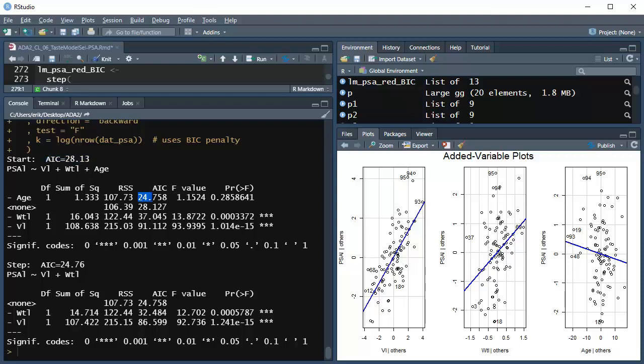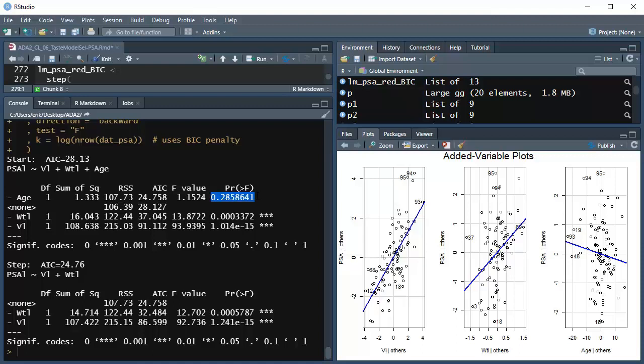And so we can go from, by doing nothing, we start with this. This is the BIC that we have at this moment. If we remove age, which is the recommendation here, we will go from 28 to 24. And the significance of age in the model has a p-value of 0.28.